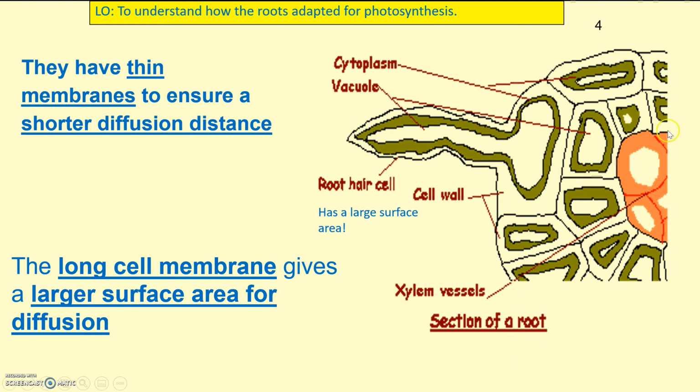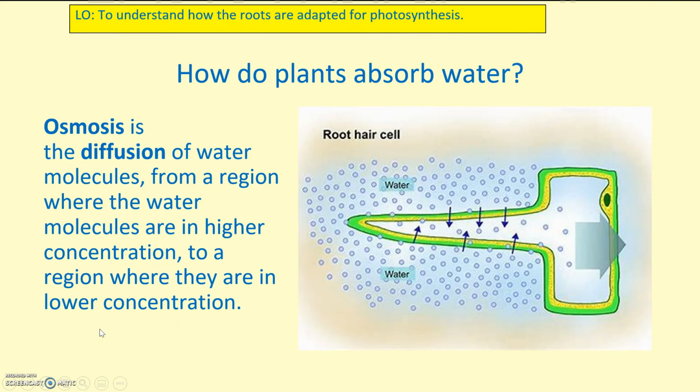This xylem vessel that we talked about in the previous slide transports water and minerals from the roots up the plant stem and into the leaves. In summary, root hair cells have thin membranes to ensure a shorter diffusion distance, and the long cell membrane gives a larger surface area for diffusion.